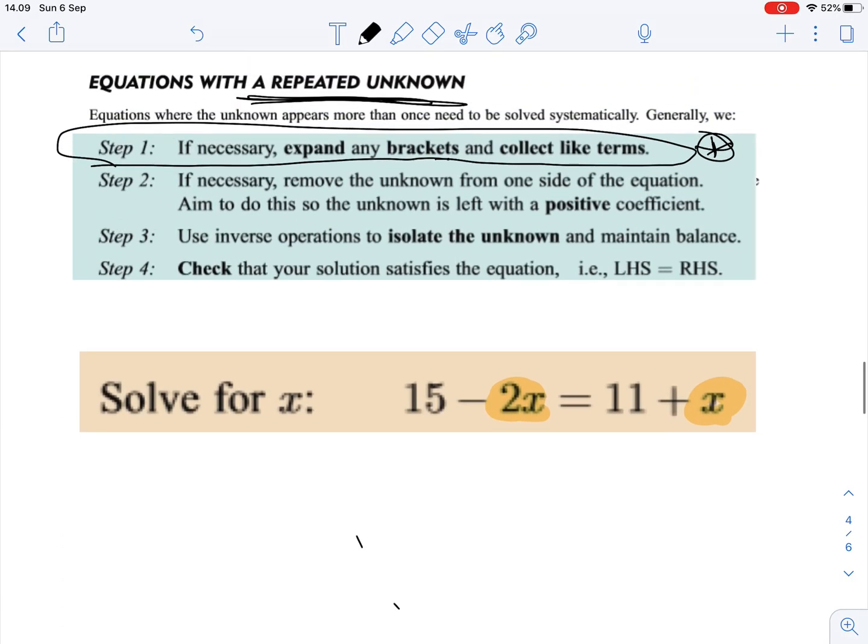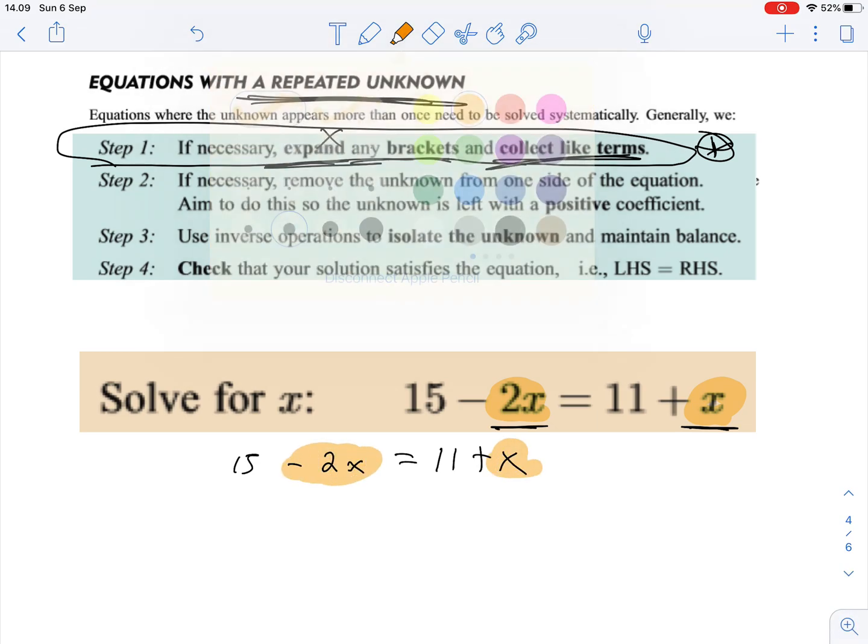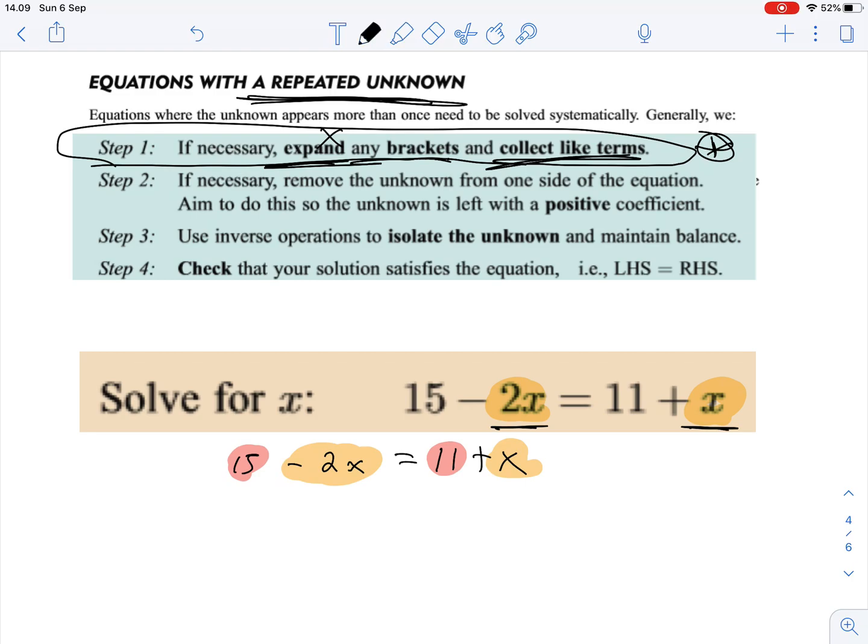So the first thing I'm going to do is say, okay, there's a variable on both sides of the equation. So I need to expand any brackets. Are there any brackets? No brackets. Now I need to collect like terms. Okay, I'm going to do that: 15 minus 2x equals 11 plus x. Now, in order to collect my like terms, they need to be on the same side of the equation, right? So here are my two kinds of like terms, my numbers, my constants, and my variables.